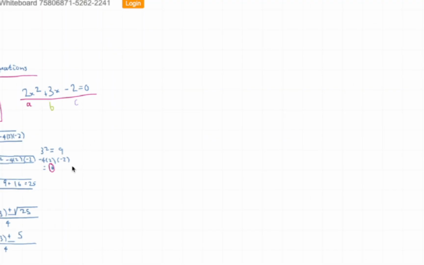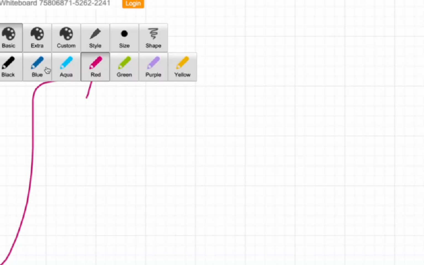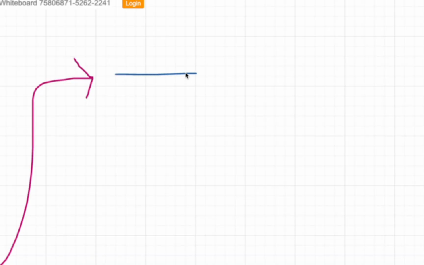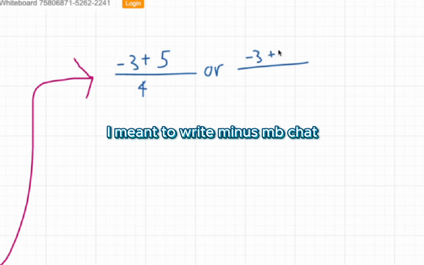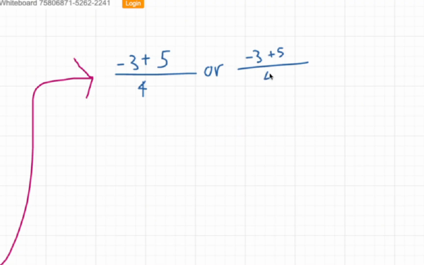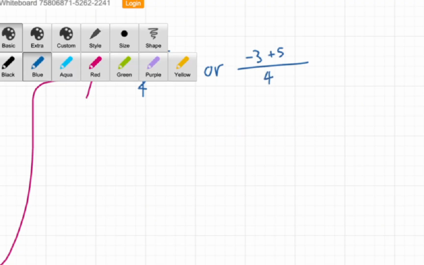Okay. Let's head up here where we continue the equation. So now what we have is negative 3 plus 5 divided by 4. But it says plus or minus, so we need to do either of these. Negative 3 plus 5 over 4. Now let's work this out.